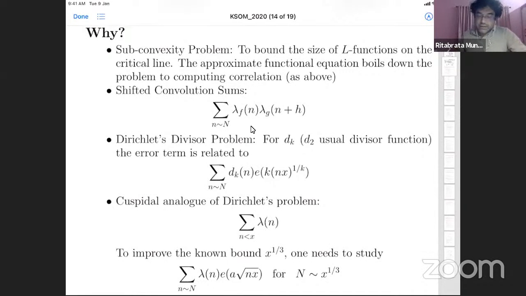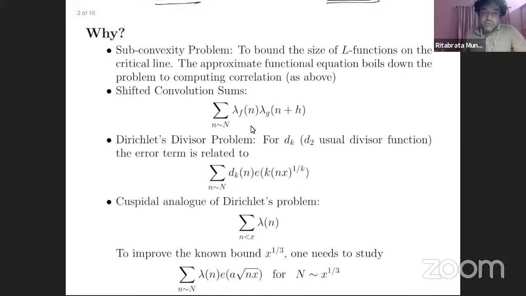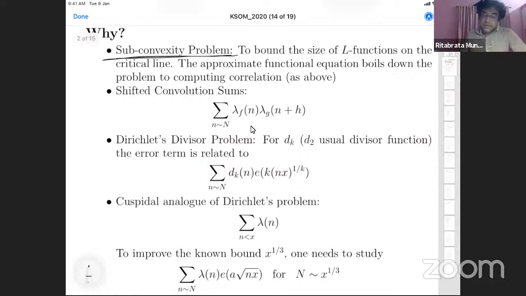Okay, so as I said, we are interested in such type of arithmetic correlation because this type of sums arise often in analytic number theory. As I mentioned before, one important source is the subconvexity problem. In the subconvexity problem, it's about bounding the size of any L function inside the critical strip. And I'll come back to the details about this because I'll spend some slides on this problem.